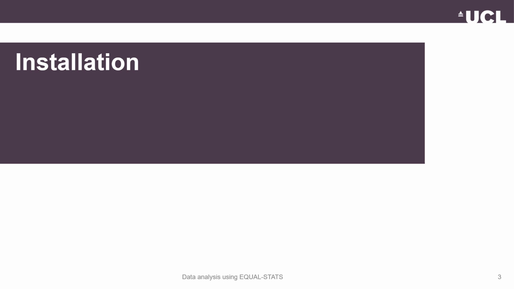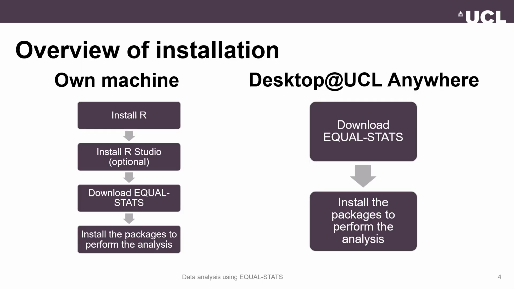Installation. An overview of the installation process for EqualStats for your own machine and for desktop at UCL Anywhere are shown in this slide. To be able to use EqualStats in your own machine, you must install R, optionally install RStudio, download EqualStats code, and install the packages to perform the analysis.